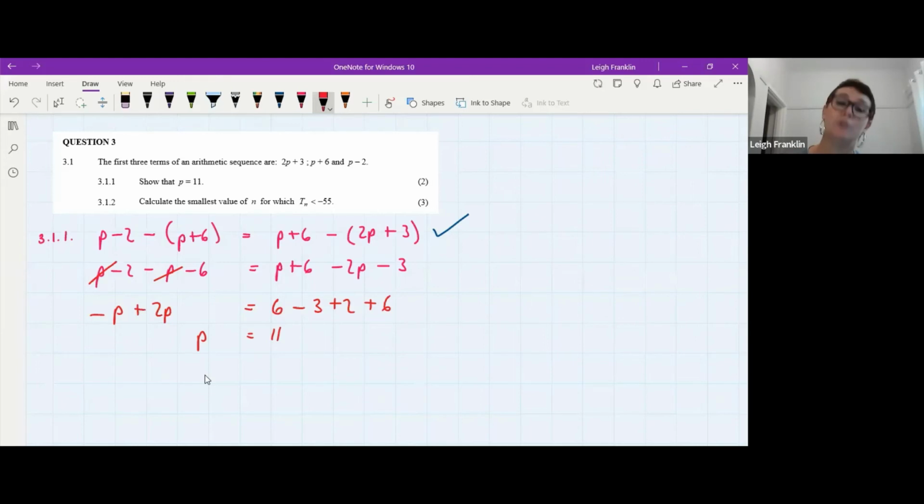We basically proved it. Okay, so Yunela, I loved what you said, where you said we must start out pretending like we don't know yet that P is equal to 11. That's perfect. Okay, good job.